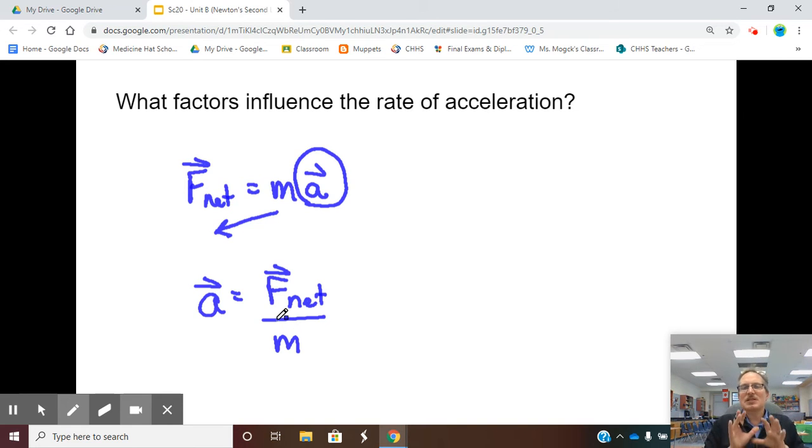Think about it. When a force is being supplied, the mass is going to determine how much it can accelerate. Bigger objects will need a bigger force to accelerate as much.